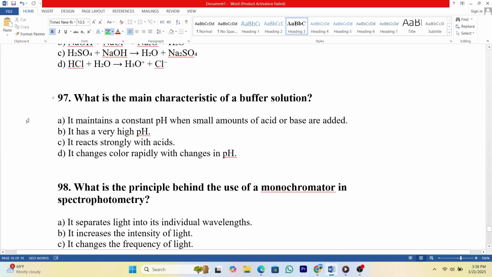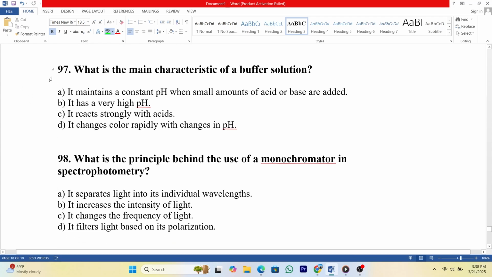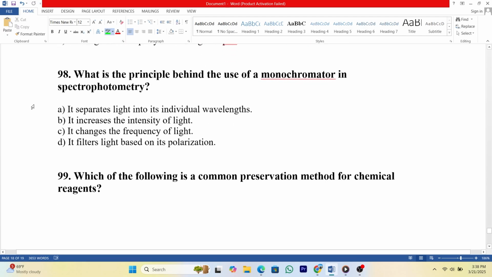97. What is the main characteristic of a buffer solution? A. It maintains a constant pH when small amounts of acid or base are added. B. It has a very high pH. C. It reacts strongly with acids. D. It changes color rapidly with changes in pH. Answer, A. It maintains a constant pH when small amounts of acid or base are added.